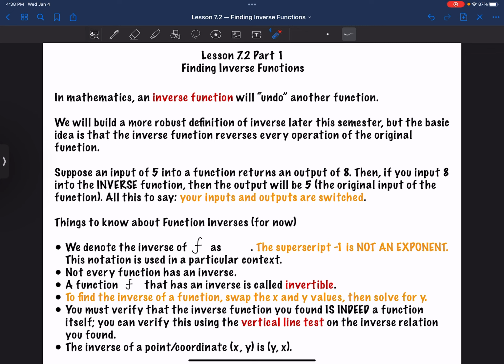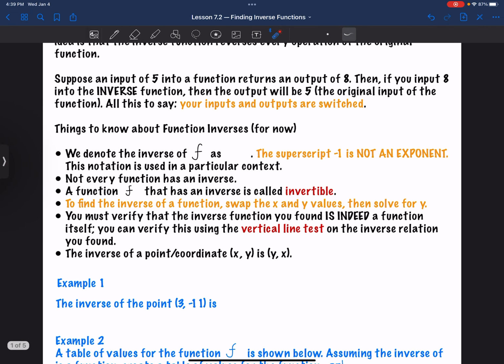Now, we're going to get a better definition of inverse later in the semester because there are all sorts of theorems we can do in a discussion about the term one-to-one, but I'm not really going to be talking about that in this video. This is just the basic idea of swapping x and y for inverse functions and then finding the function itself. Verifying inverses and restricting domain and things like that will come later, sometime down the line.